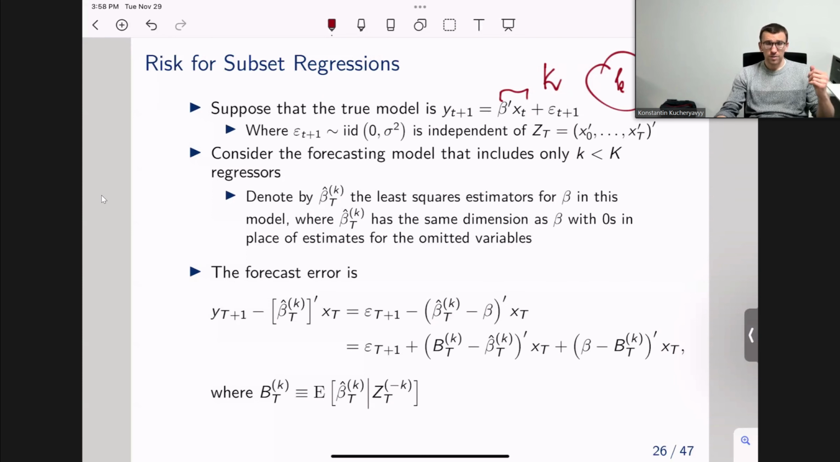And so it turns out that the same logic applies in this situation. It turns out that introducing biases might be a good thing. We might be getting a better forecast from that. Now, why? Let us go through this.